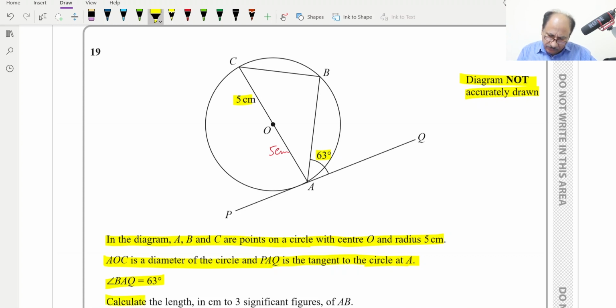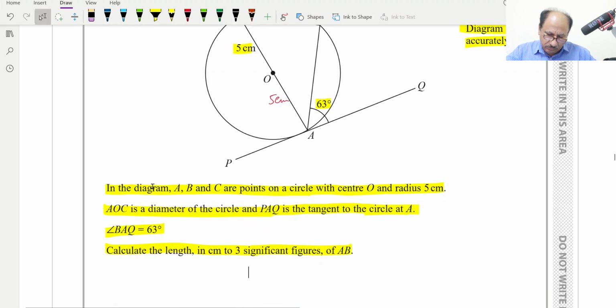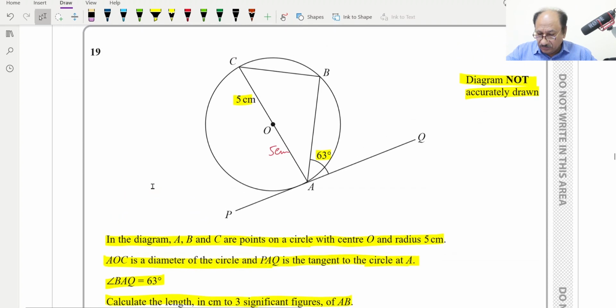Calculate the length of AB in centimeters to three significant figures. AB, calculate the length. Sorry, not angle. Length of AB we have to calculate. So length of AB is required. It means this length is required. This is AB length. So we will be checking this one.